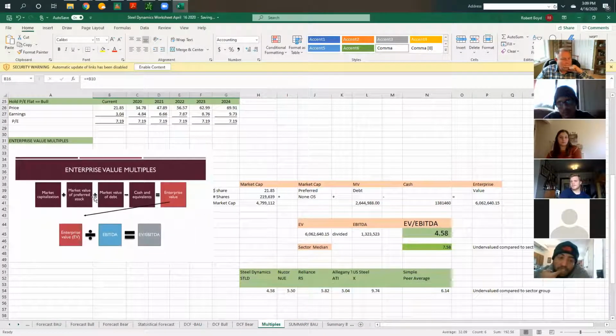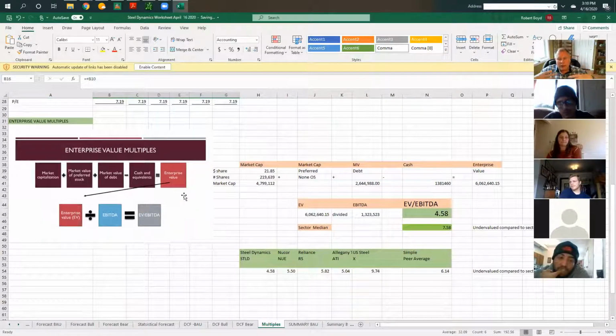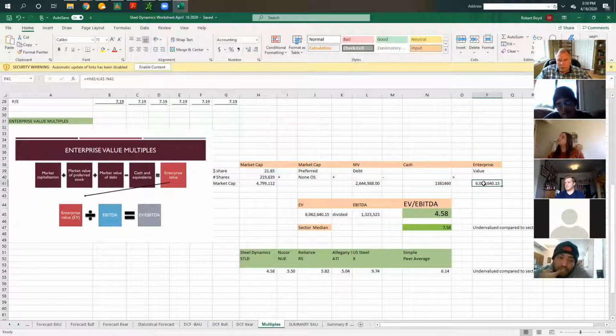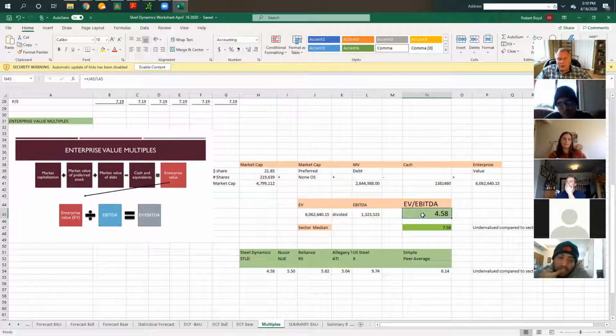Now, here's another one we throw in as we're evaluating. It's the enterprise value multiple. And that's a market cap, which is the share price times number of shares, plus, if they have preferred stock outstanding, plus debt, less cash, gives us an enterprise value right here. Then we take the enterprise value divided by EBITDA, which we've calculated. Okay. And right now, their enterprise value multiple is at 4.58.